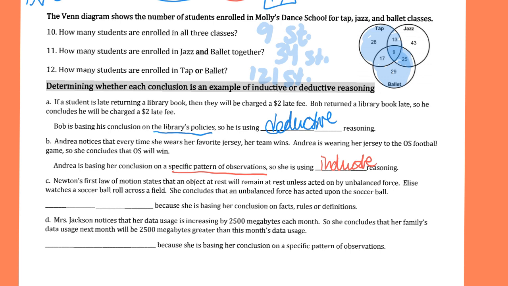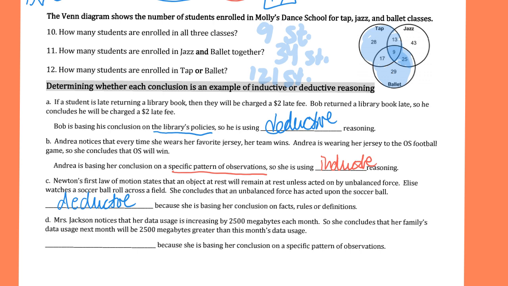Look at the next one. Newton's first law of motion says a body at rest will remain at rest unless acted on by an unbalanced force. Okay. So Elise watches a soccer ball roll across the field. What is she using? Well, she's using deductive reasoning. Why? It's principles. She's saying, if this is true, then this is the result. And then I'm noticing there's movement, so therefore it must have been acted upon, by facts or definitions, by rules, facts.